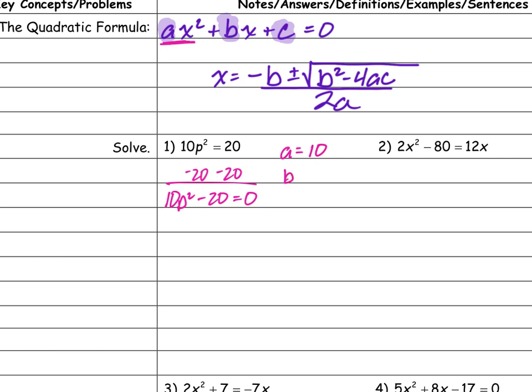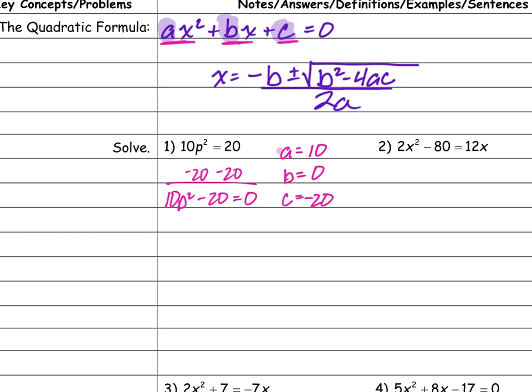And then b is the number with the x by itself. So do we have a p by itself? No. So what number would that be? 0, yeah, good. And then c is the number with no variable at all, so negative 20. Excellent. Okay, are there any questions so far? Okay, we're good.